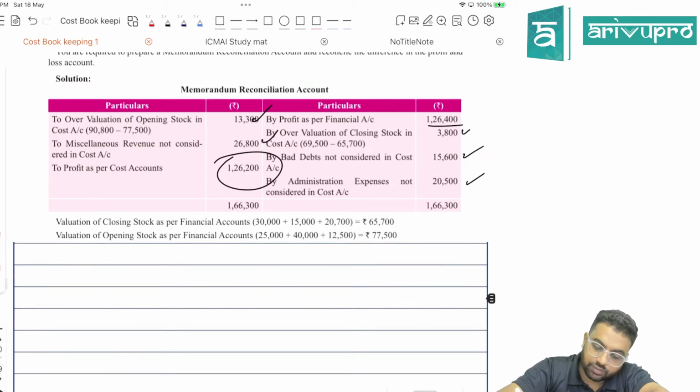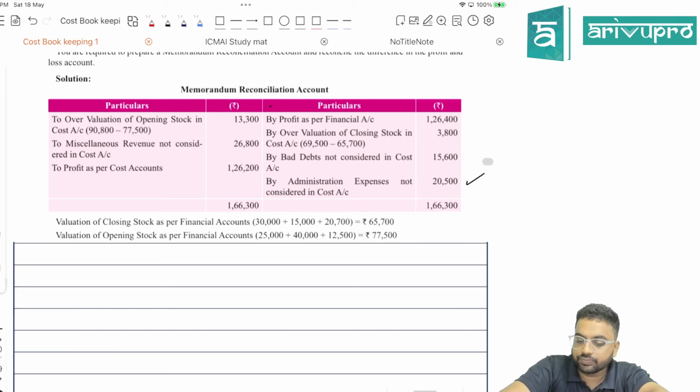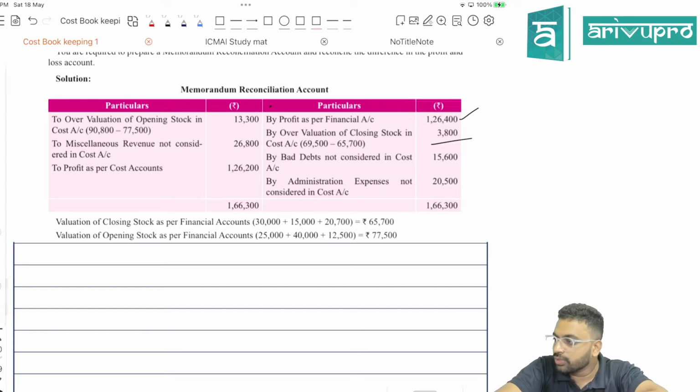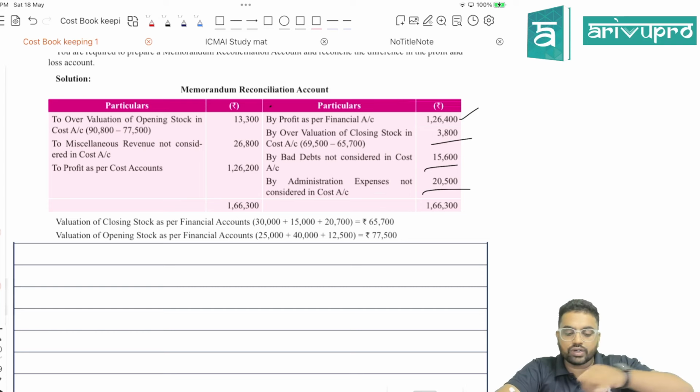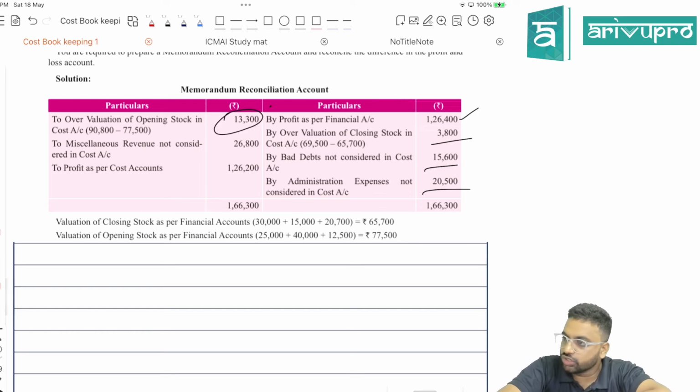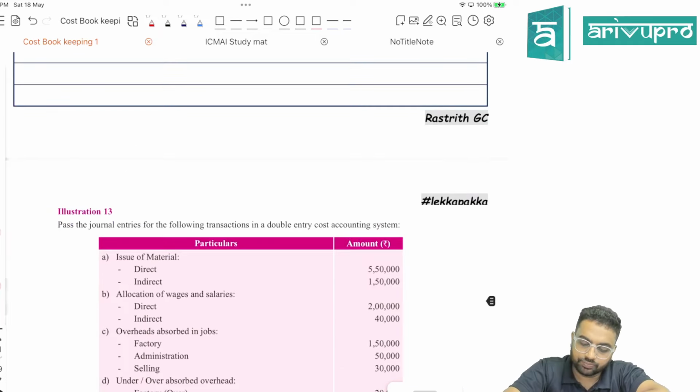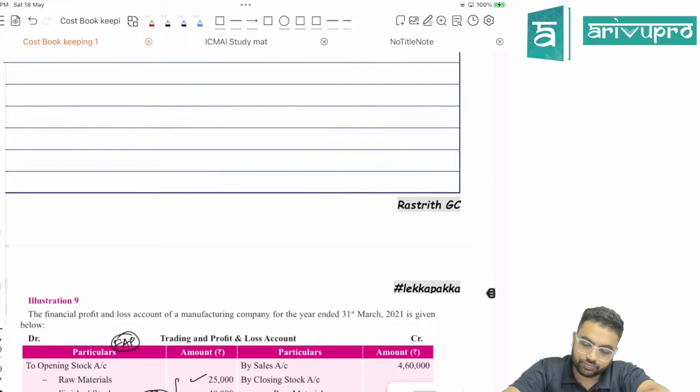See here. Started with the financial profit, added the overvaluation of closing stock because it increases the profit, added the bad debt because that is not an actual expense as per the cost books. Again, administration, same reason. Whereas here, overvaluation of opening stock reduces the profit, so I reduced it. Miscellaneous revenue is not considered, so I reduced it because it is not taken in the cost book, only taken in the finance book. Finance book profit increased, so now you should decrease. We arrive at the profit as per cost accounts.